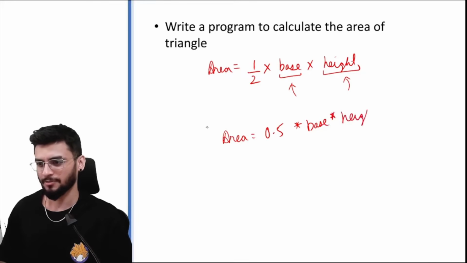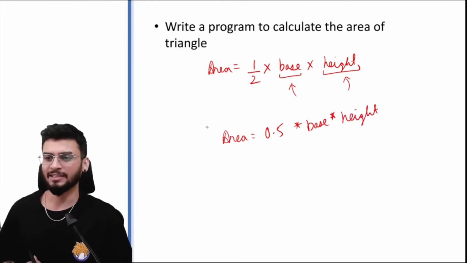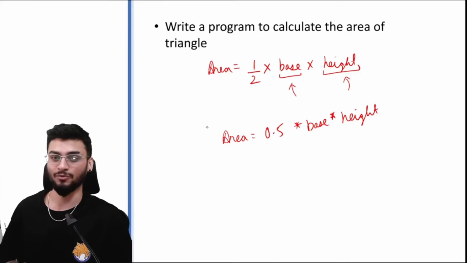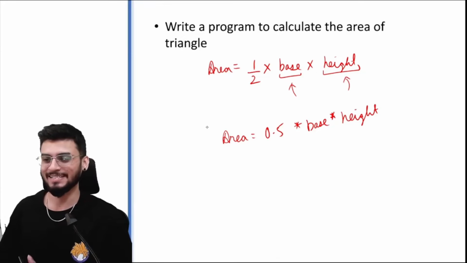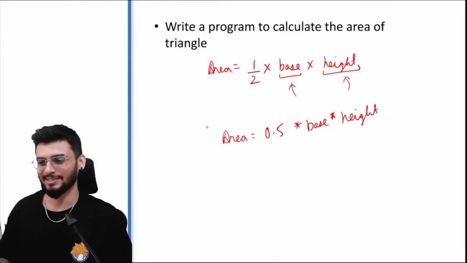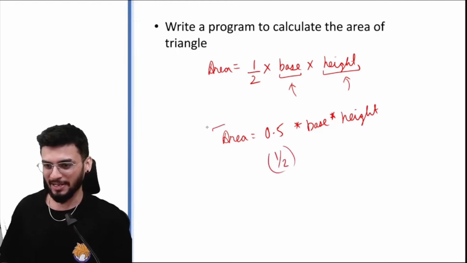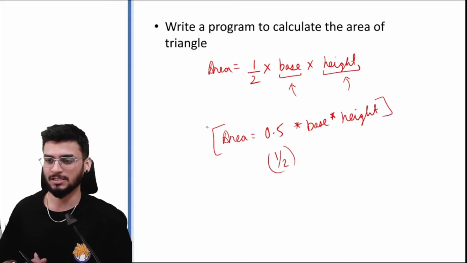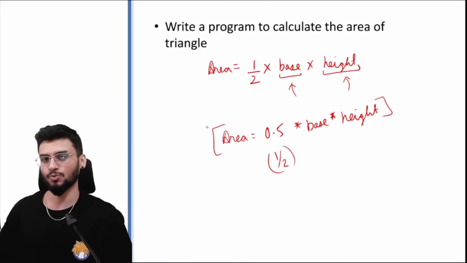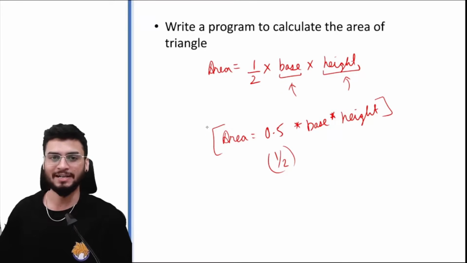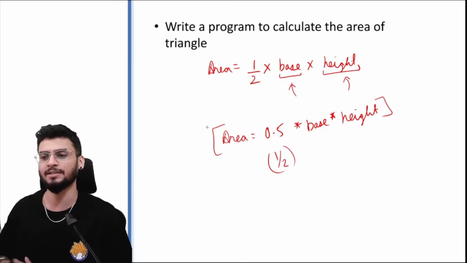pretty easy, right? And some of you might be thinking, why did we take 0.5 and why not 1 by 2? 0.5 is easier to write, and also you can use this notation also. But in Python, whenever we are calculating percentages, जब भी हम लोग fractions में calculations कर रहे हैं, if you know what the fraction is, like 1 by 10 is 0.1, 1 by 2 is 0.5, you can just directly write in the decimal format.